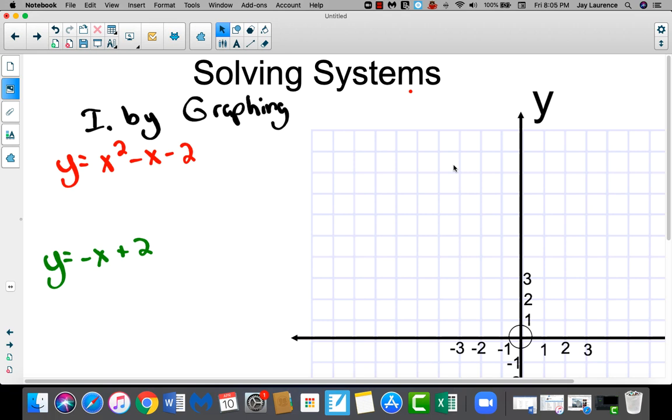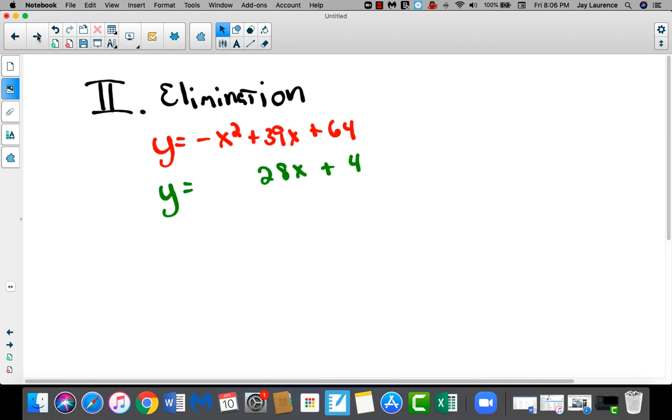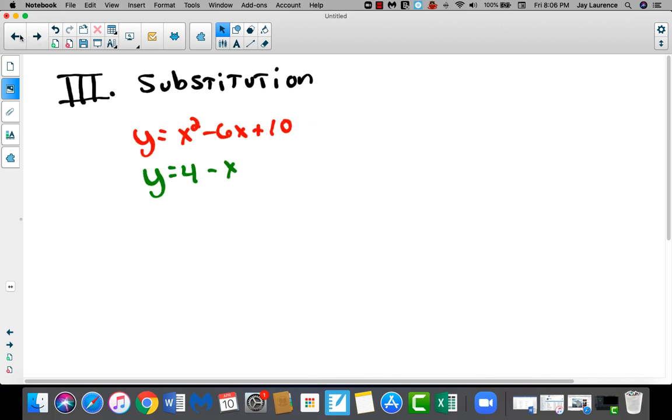Mr. Lawrence here, and we are going to be solving systems today. And you're like, wait, we did that back in chapter 6. Yeah, we solved systems of linear equations. In this situation, we're going to have systems of a linear equation with a quadratic equation. We're going to solve that system. It doesn't have to be 2 linear or 3 linear equations. We're going to be mixing it up here. Now we're going to use the same 3 methods. We're going to solve by graphing, by elimination, and by substitution.